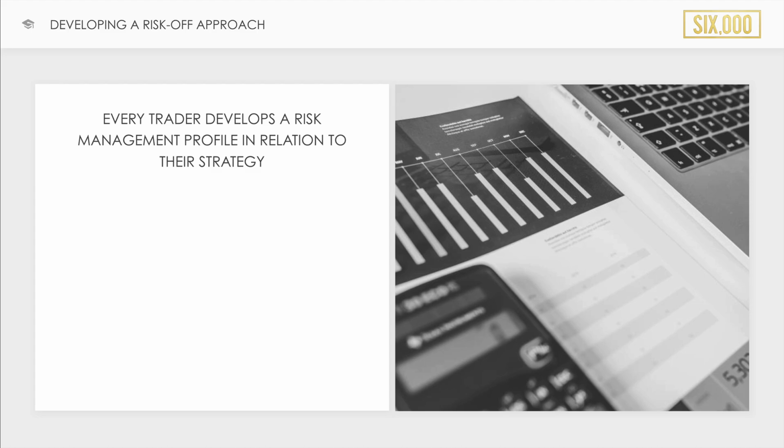But when it comes to being an educated trader, they'll develop a risk management profile that relates directly to their strategy. Now, typically speaking, there are 3 different risk management profiles. Conservative. Now, I'm a conservative trader. You'll typically risk 1 to 2% per trade.